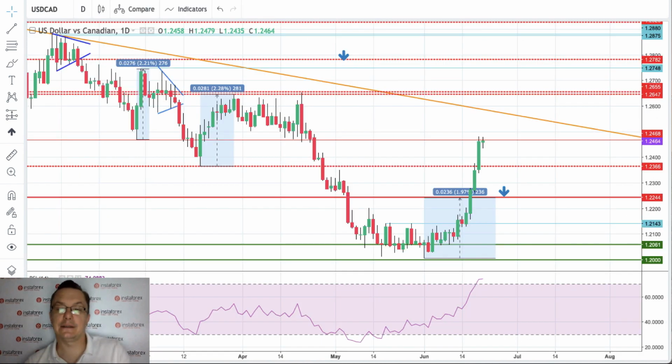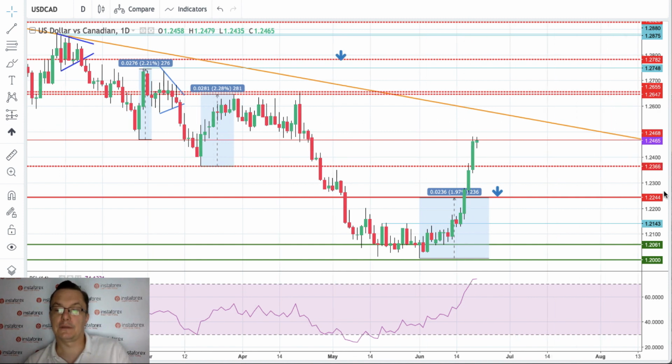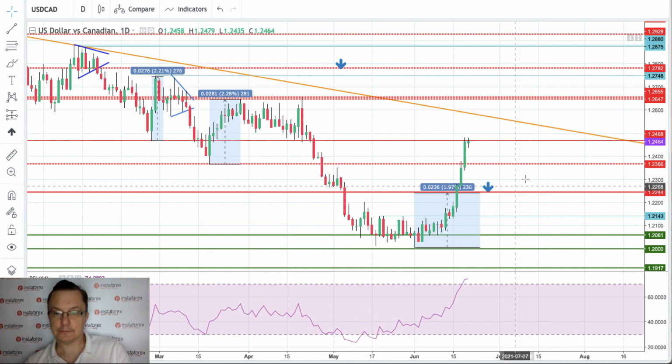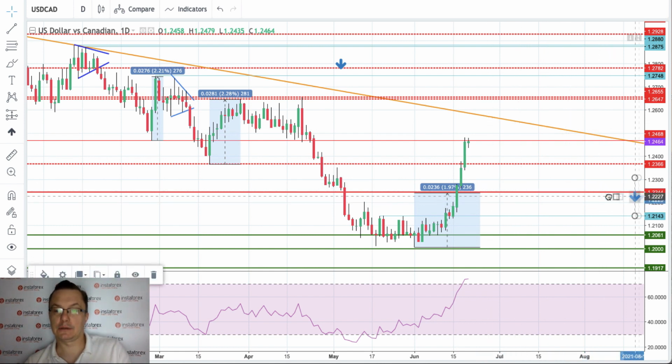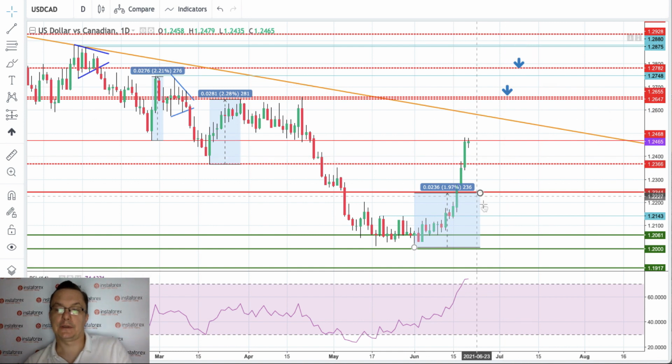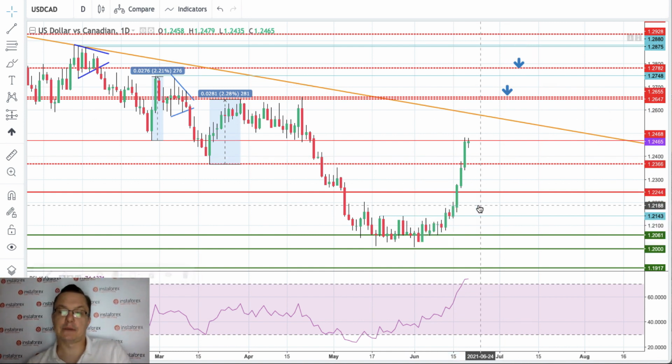US dollar to the Canadian dollar, very nice bounce. Why? We broke above the 1.2244 technical resistance. Now we are heading here. This is the first important technical resistance. This is the second. This breakout is of course the biggest breakout in the whole cycle.